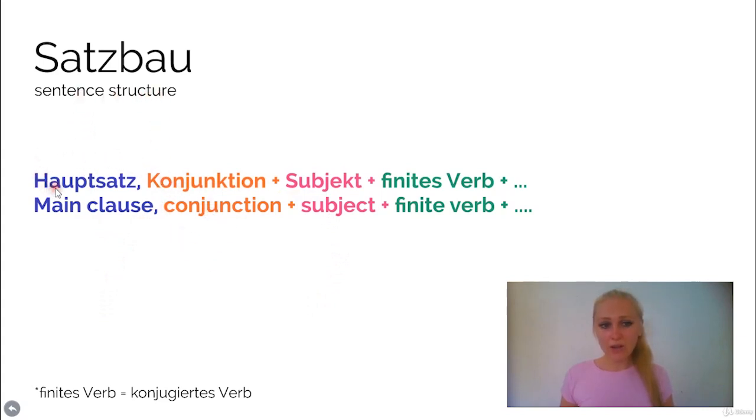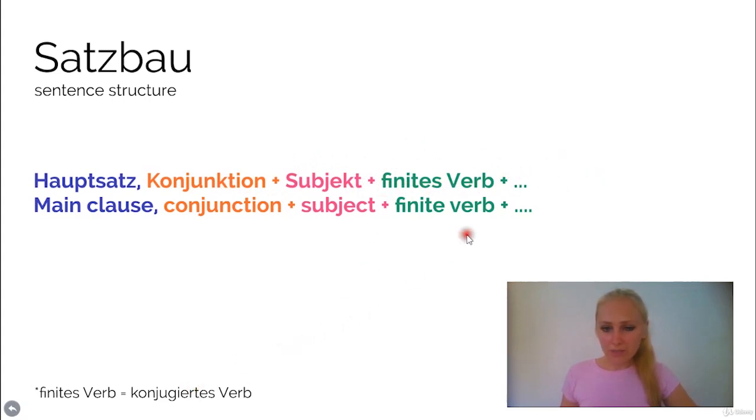Okay, so first comes the main clause, der Hauptsatz, then comes the conjunction. Conjunctions are words like but and so on. I will show you each conjunction in the next slides. But this is about the word order here that you need to know. So first, after the comma comes the conjunction, then comes the subject, then comes the finite verb, which is the conjugated verb, okay, and at the end comes the rest of the information.